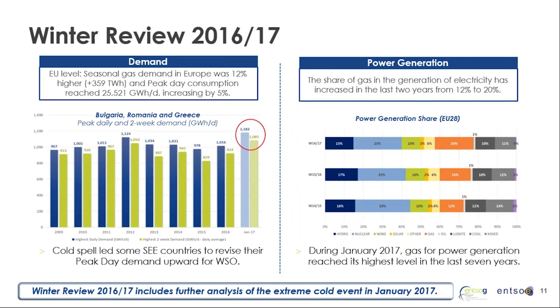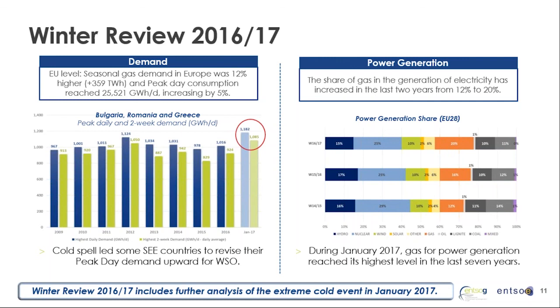As many people might already know, last winter was marked by an extreme cold event in January. The seasonal gas demand was 12% higher, and the peak day consumption increased by 5% compared to the previous winter. The situation was especially tense in Southeast Europe, as you can see in the graph for Bulgaria, Romania, and Greece. The cold spell has led some of these countries to revise the peak demand for the winter supply outlook.